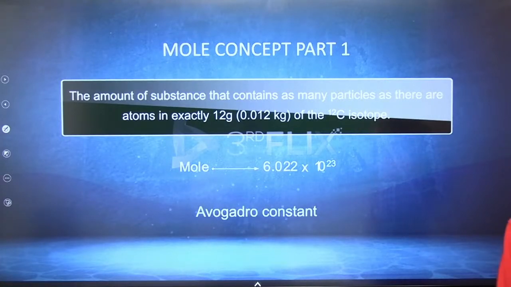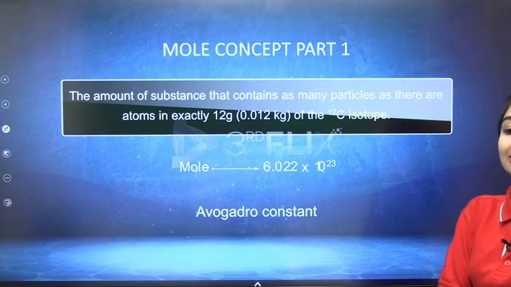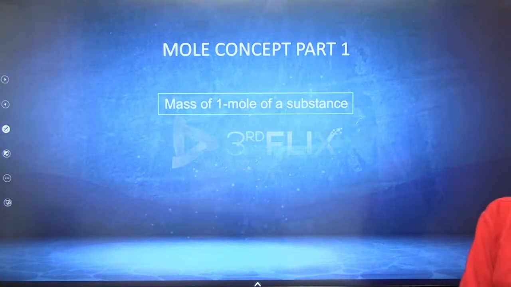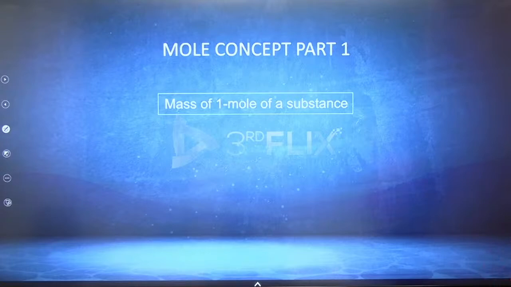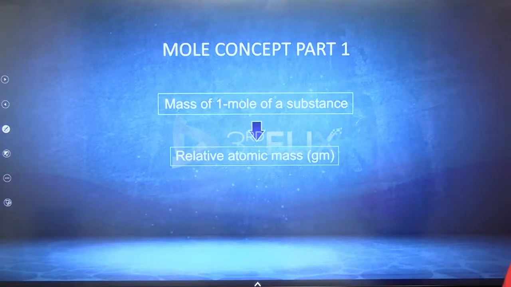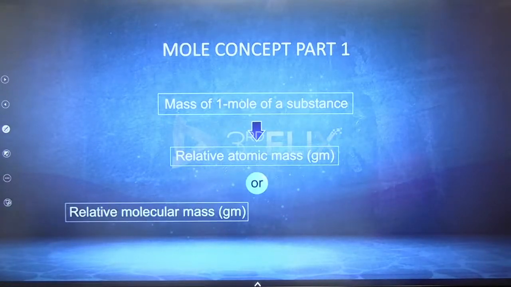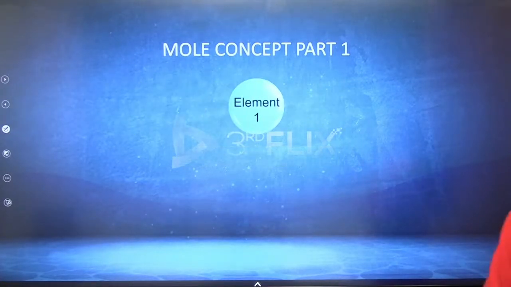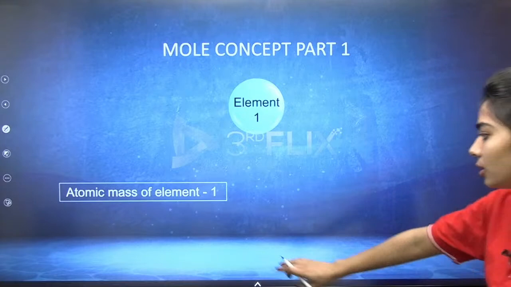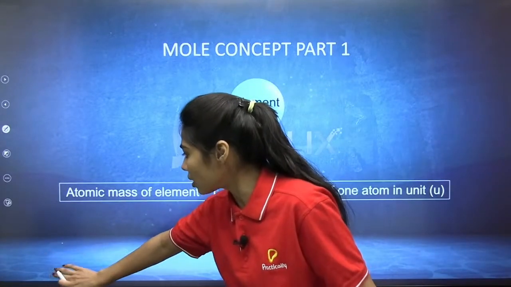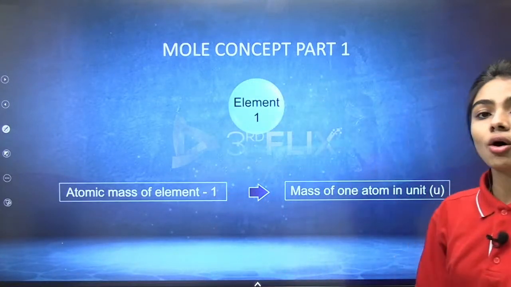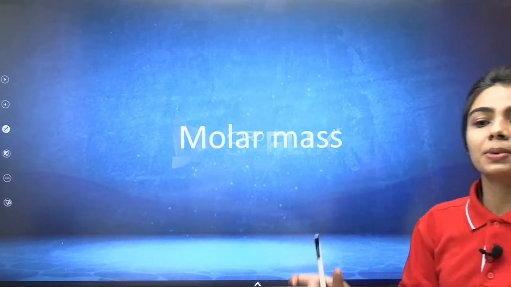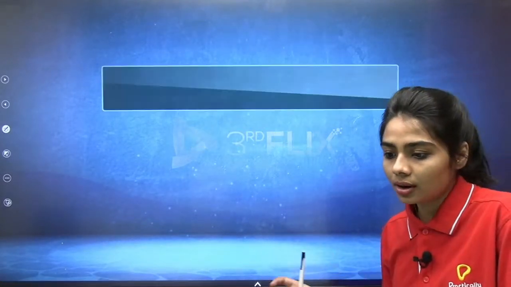एक मोल में हमारे इतने पार्टिकल्स या इतने एटम्स या इतने आयंस होते हैं, और ये 6.022 into 10 की power 23, what is it? It is your Avogadro number. So mass of 1 mole of substance is your relative atomic mass or relative gram molecular mass. So if I want to talk about this relative atomic mass or gram molecular mass, we will represent it in the form of gram.